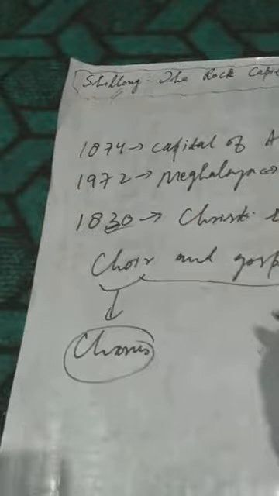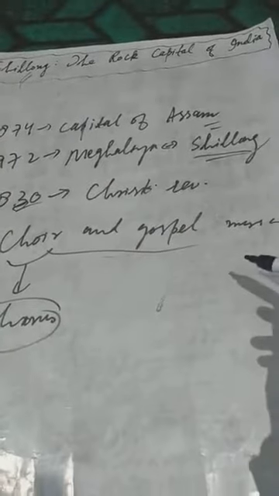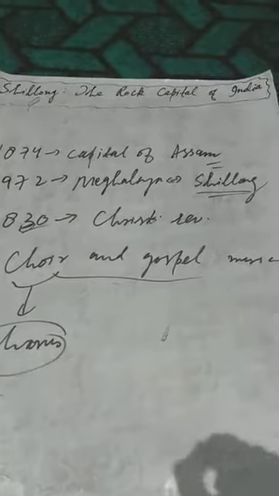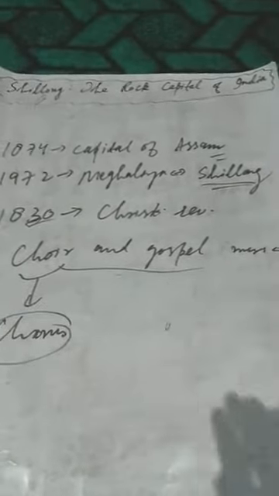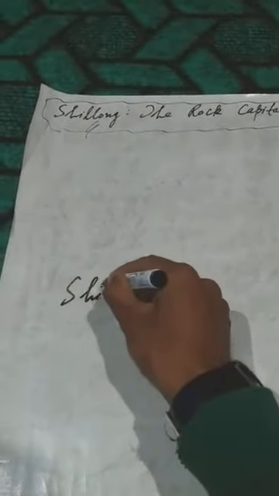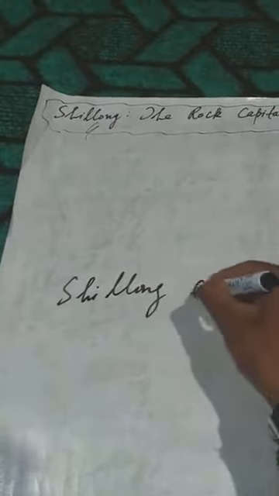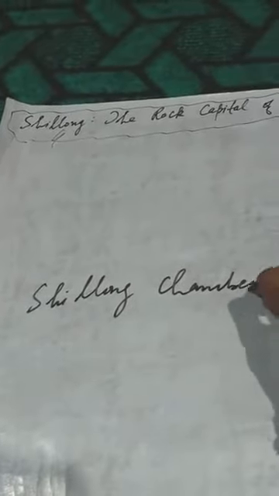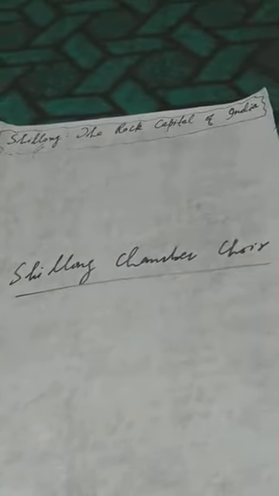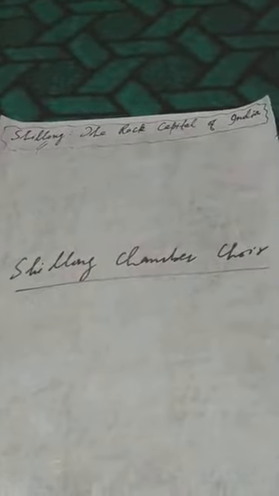And in 1830, this choir and gospel music was introduced as the first music in Shillong. पहली बार कोई वेस्टर्न म्यूजिक वहाँ पे आया है, वो यही था. ठीक है. Now, another important point: the music that became very famous in Shillong was known as the Shillong Chamber Choir. This Shillong Chamber Choir became very famous, and it shows the importance of music in Shillong.